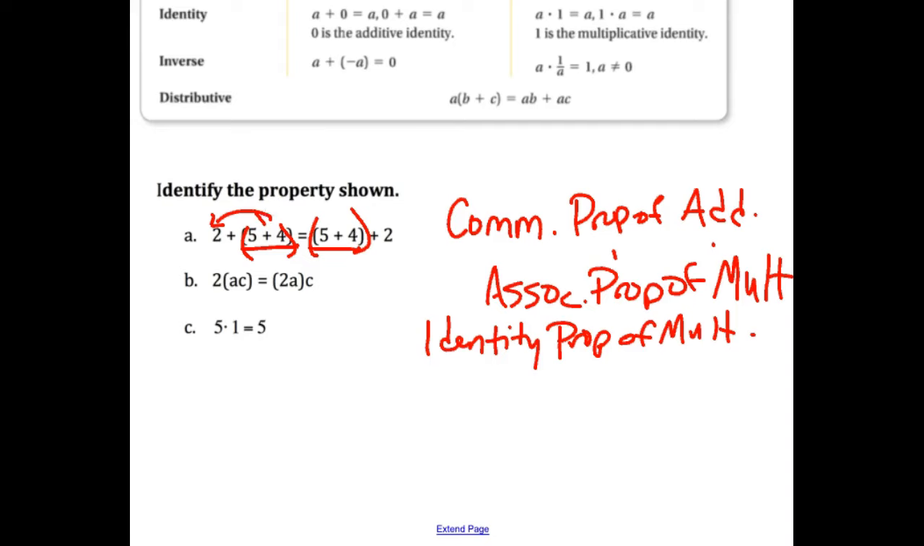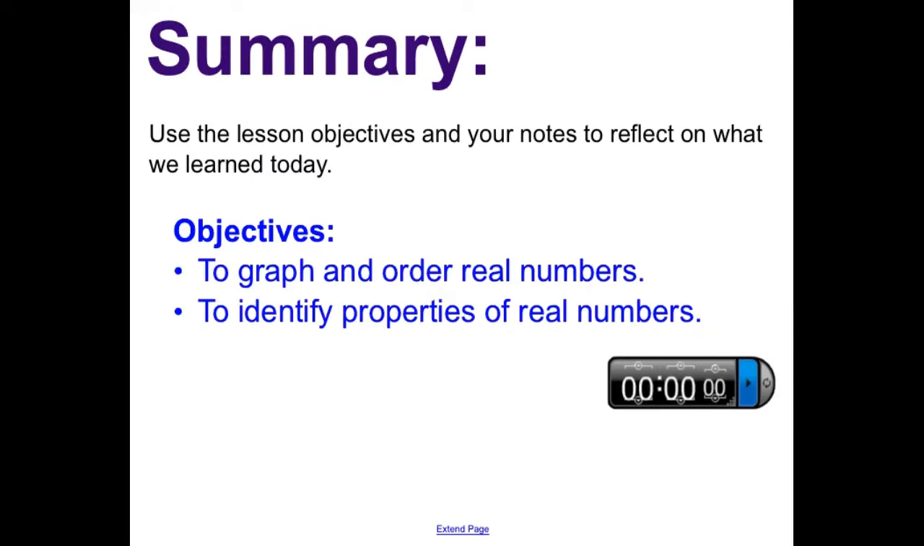All right, that was the end of lesson 1-2 for Algebra 2. Our objectives were to be able to graph and order real numbers and to identify properties of real numbers.